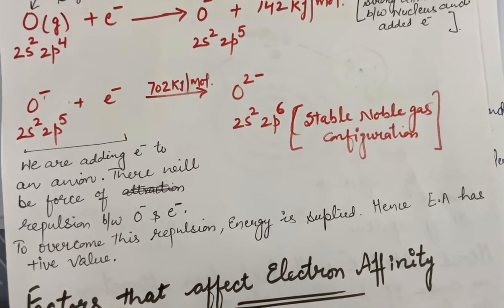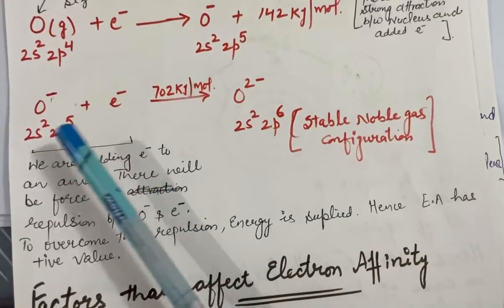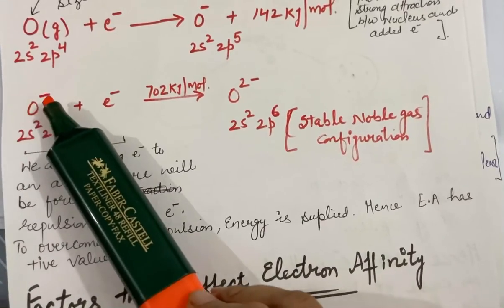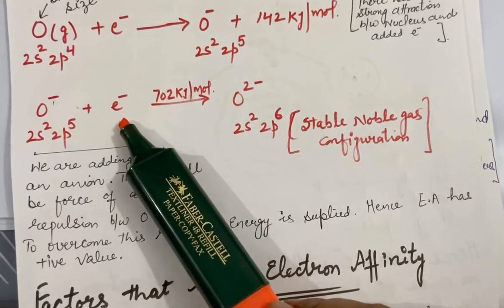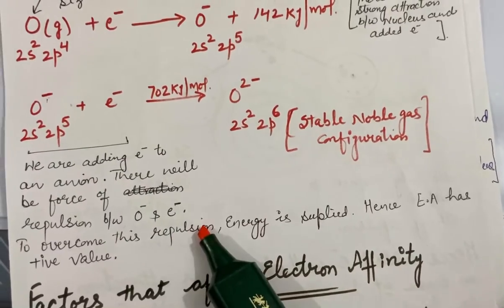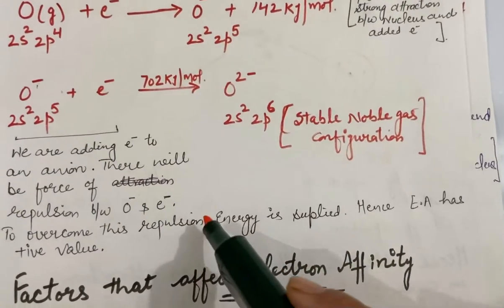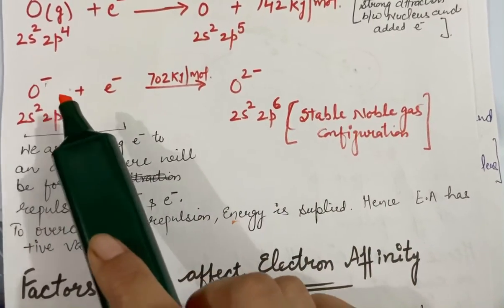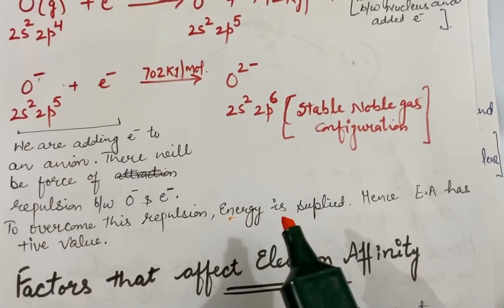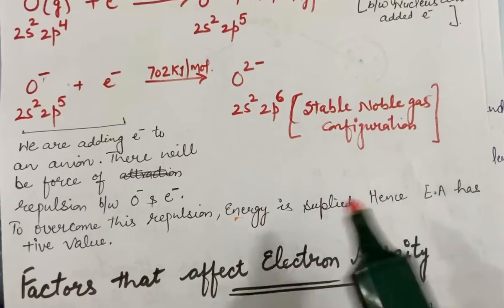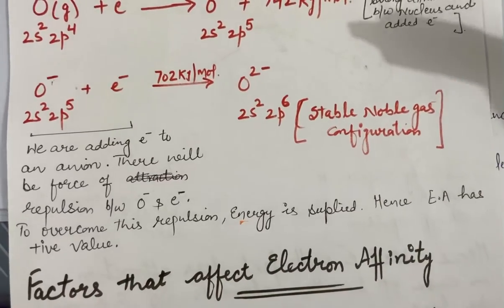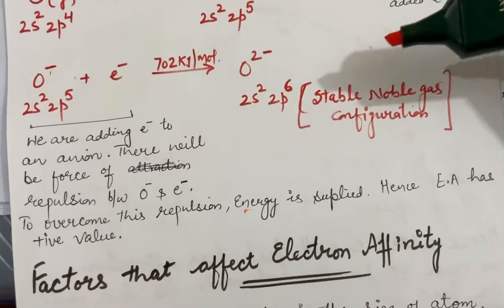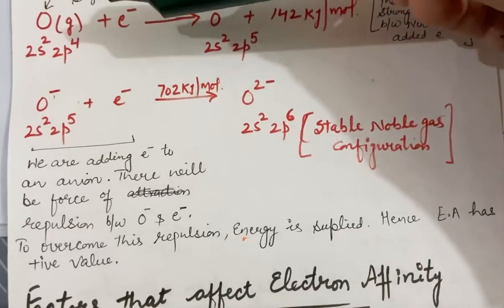The reason is when we add an electron to the O negative ion, there would be a strong force of repulsion between the negative oxide ion and the negative electron. So to overcome this repulsion, we have to supply some energy. Means to overcome the repulsion between the negative O ion and the negative electron, we have to supply some energy, so the electron affinity is positive.